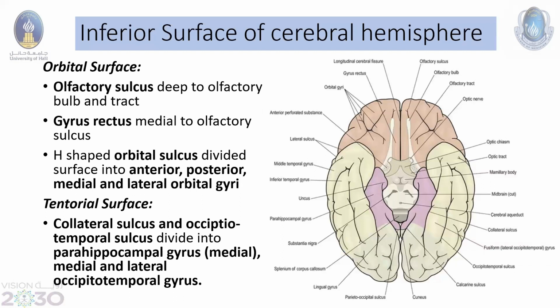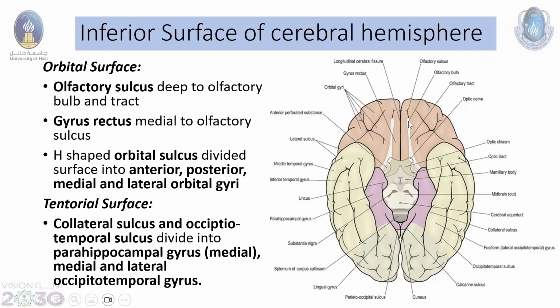Now coming to the inferior surface. As I said before, the inferior surface is divided into two parts: the orbital surface and the tentorial surface. On the orbital surface, if you see here, this is the olfactory nerve with the olfactory bulb and the olfactory tract. From the olfactory bulb, small olfactory nerves project into the roof of the nose. So this is the olfactory bulb and tract.